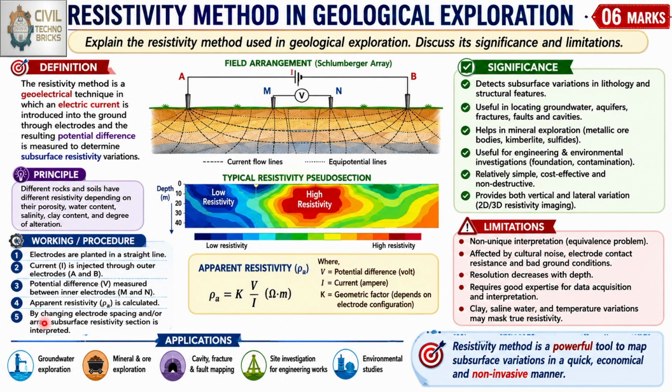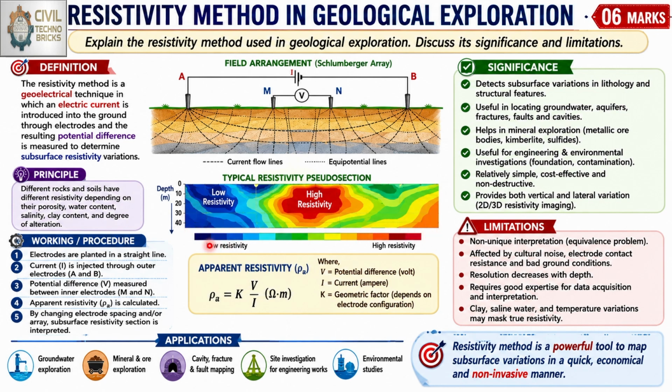difference, that is V. After that, we have to calculate the apparent resistivity, and then by changing the electrode spacing or distance between them, the subsurface resistivity section is interpreted. The apparent resistivity formula is K into V by I, where K is a geometric factor that depends on the electrode configuration, I is the current in ampere and V is the potential difference in volt.